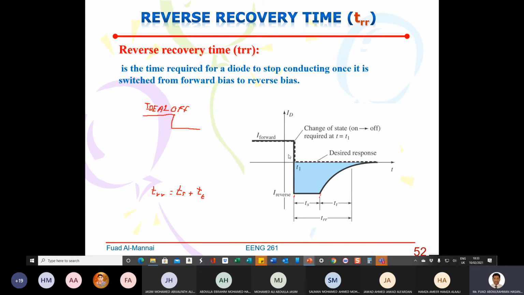This is why: because of the reverse recovery time, or TRR, which is the time required for a diode to stop conducting once it is switched from forward bias to reverse bias. Ideally, this is forward bias here, and when we switch it off, it goes like that, so it will be off.